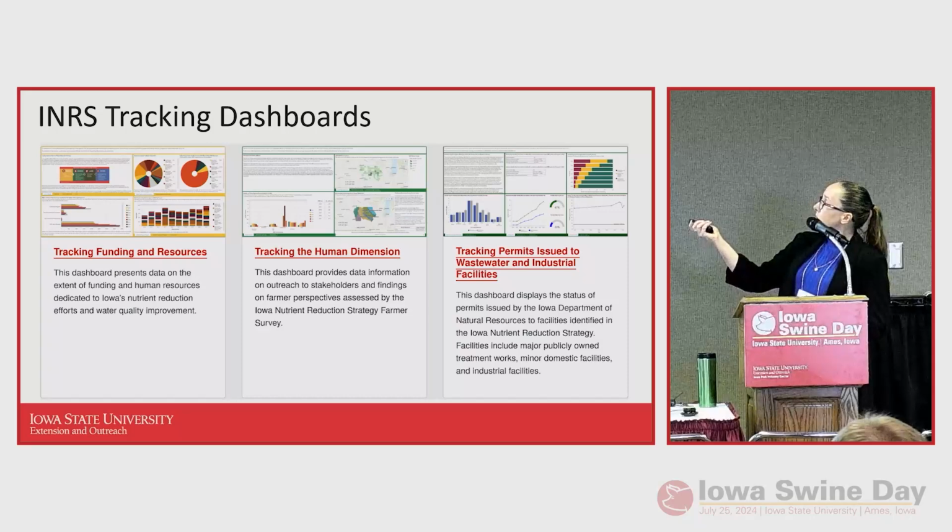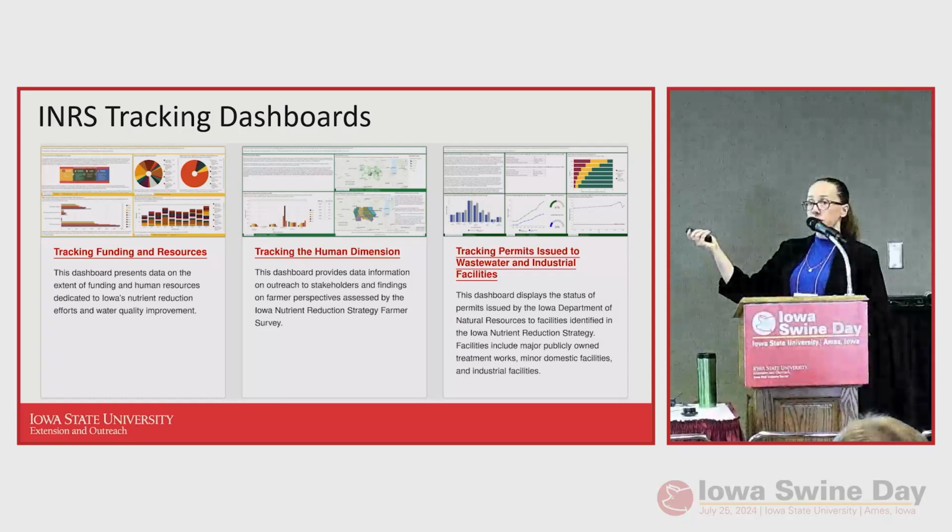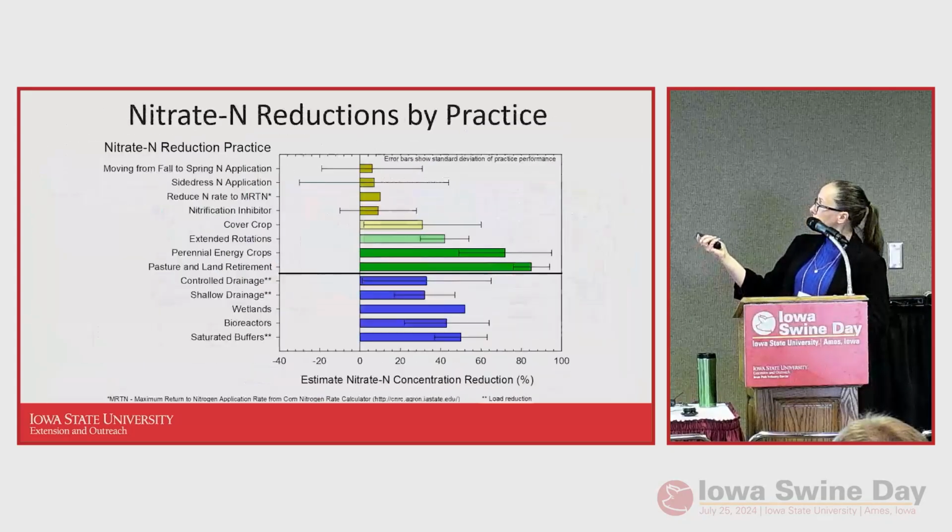How about wastewater treatment plants, though? I constantly see in the news, especially this year with all the flooding, where coming straight from the municipalities, it's going straight into the rivers. Has anybody tried to quantify how much nitrogen and phosphorus is being contributed there? So if you go to the tracking dashboard, there is a dashboard specifically on wastewater in industrial facilities.